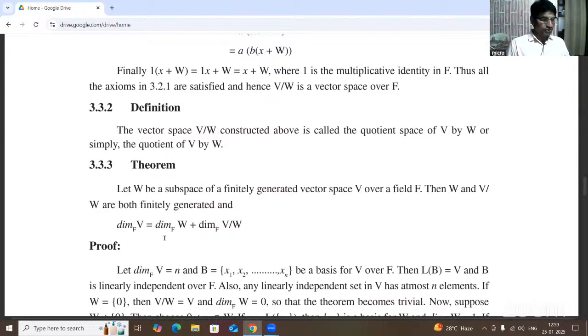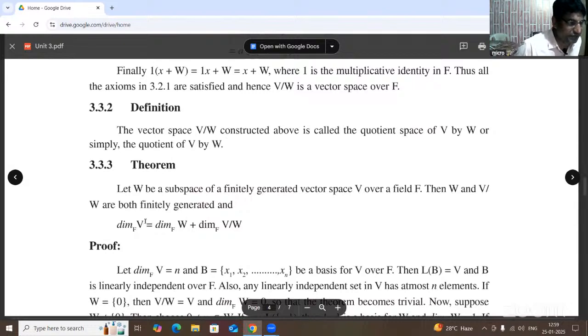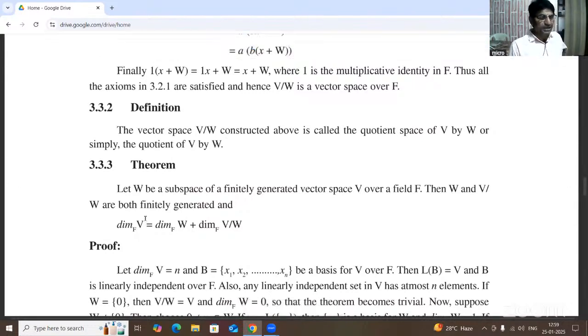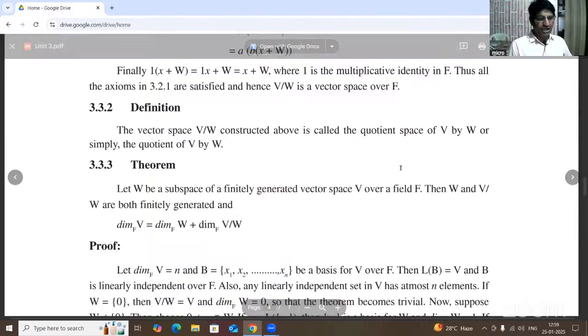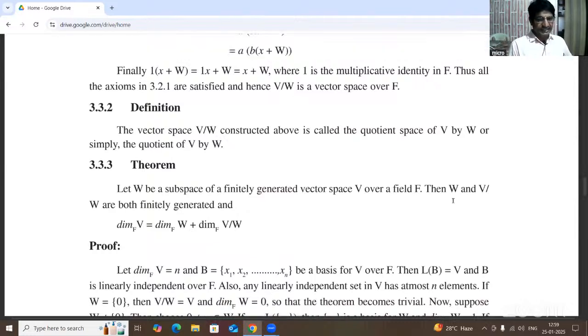This is one of the important theorems: dimension V by W equals dimension V minus dimension W. Please note down, in the final examination, 3.3.3. This theorem is very, very important in the final examination. Let W be a subspace of a finitely generated vector space V over a field F, then W and V by W are both finitely generated. W is a subspace, and V by W is the quotient space.